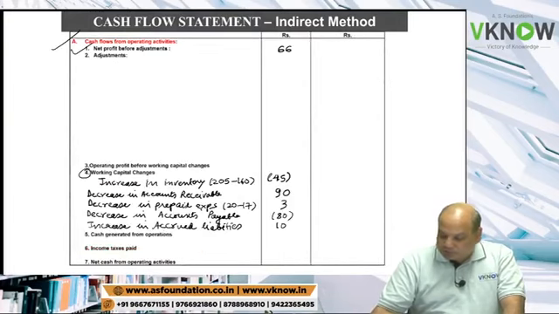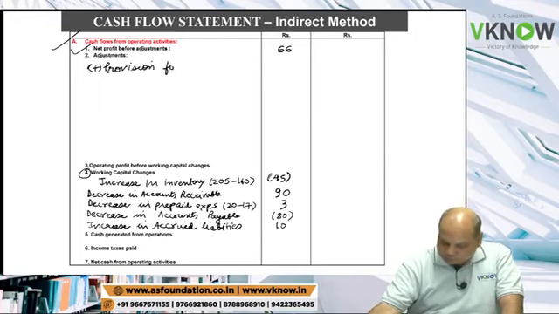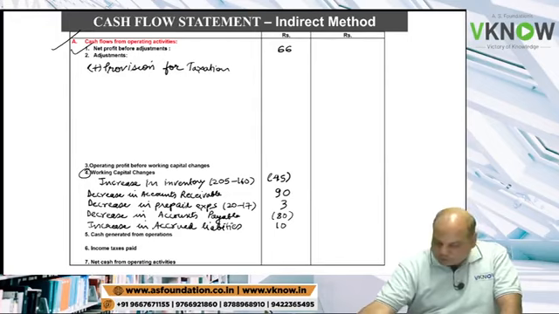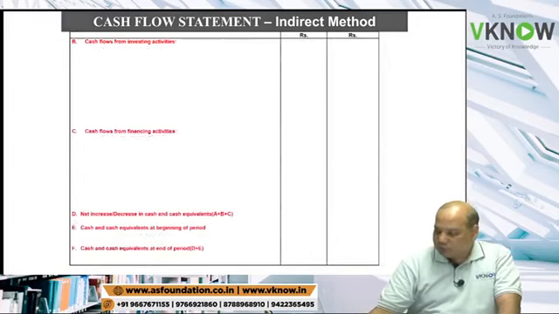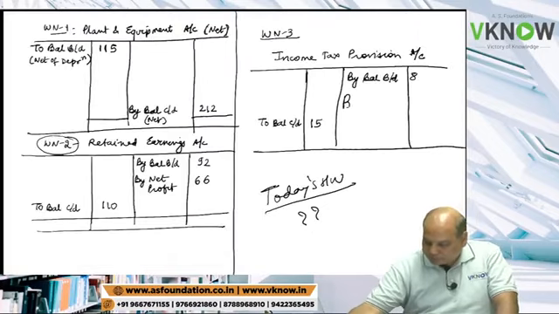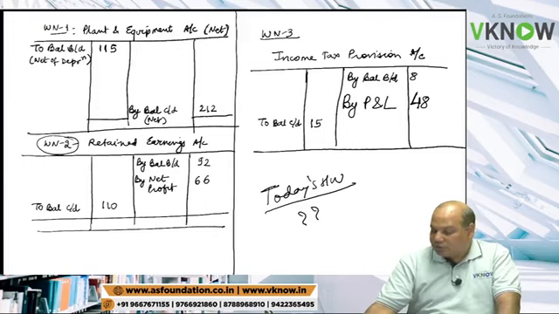I will add back provision for taxation in adjustment. This is provision for taxation because it is in P&L account, 48. Then we'll go to working note 3, credit side, by P&L account 48. Contra effect. The entry is P&L account debit to income tax provision account.